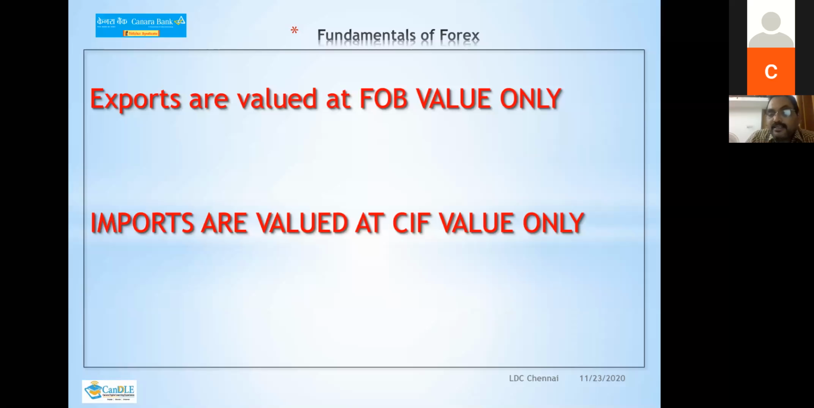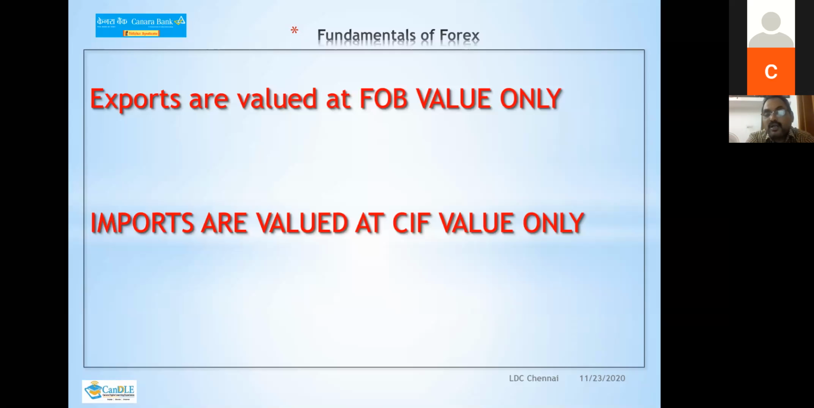I told you, because I take the landing cost. Exports, loading cost. I will take it to loading. Ship is loaded. What is the cost I will consider? Imports, for levying tariff duty, everything, I will consider the value of CIF, that is, cost, insurance, freight. I told you last week, that CIF only, we have to consider. All import licenses are given at CIF value only. Export licenses are given at FOB value only.